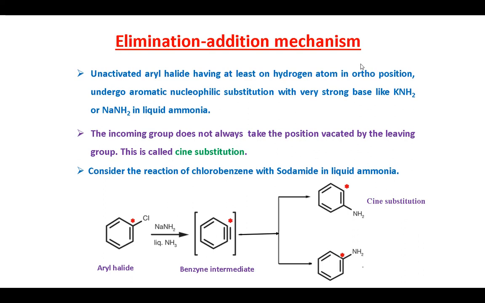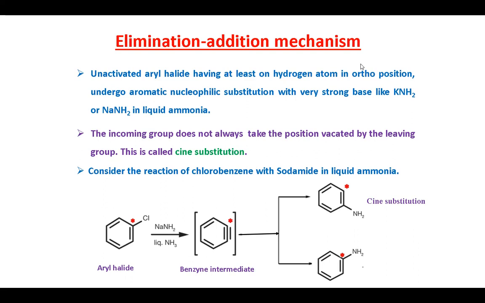Unactivated aryl halides, having at least one hydrogen atom in ortho position, undergo aromatic nucleophilic substitution in presence of very strong base, like KNH2 or NaNH2, in liquid ammonia. The incoming group does not always take the position vacated by the leaving group. This is called cine substitution.